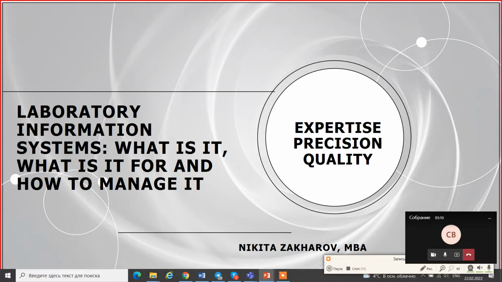Zakharov, and today we'll briefly speak about the LIS, Laboratory Information Systems. What is it for, how to manage and implement this class of solutions, and what value are we to expect from this if we go into this river.